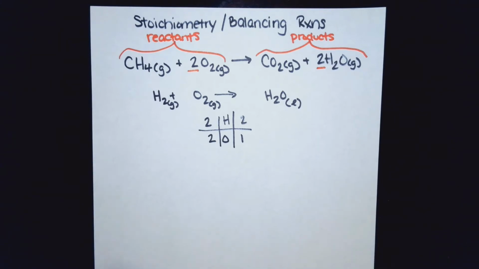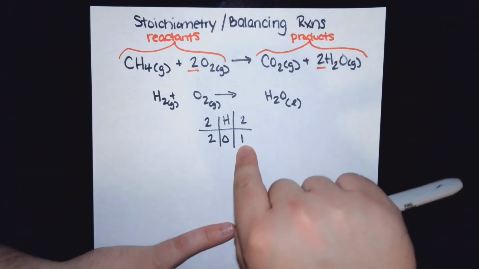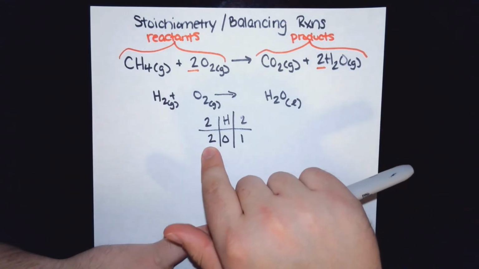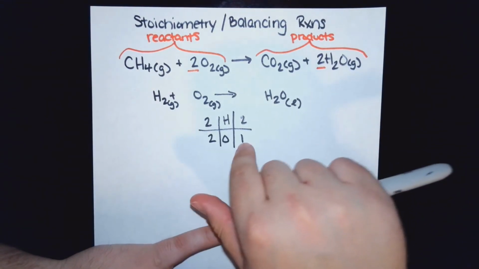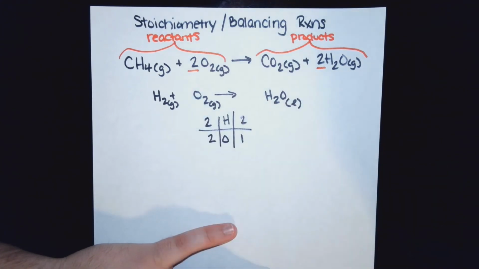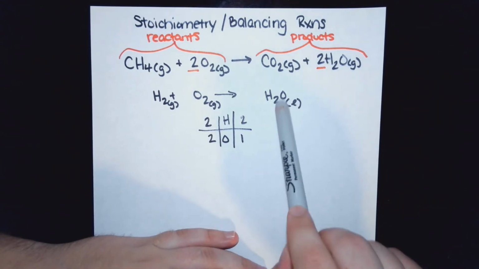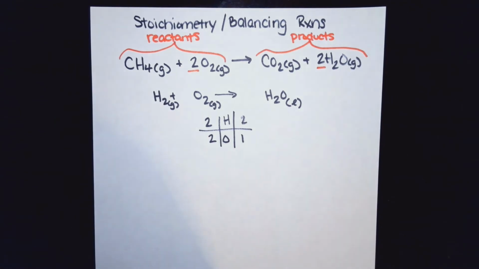So, right now we only have one atom type, oxygen, that is not equal on both sides. So let's start with that. We only have one oxygen on the product side, and we have two on the reactant side. So that means that we need to change the number of oxygens on the product side. So let's give water, the molecule that contains oxygen, a coefficient of 2.